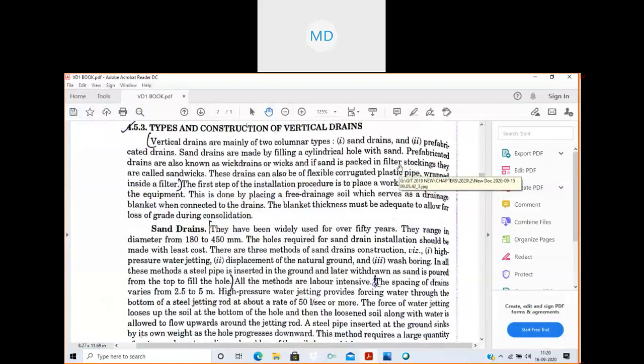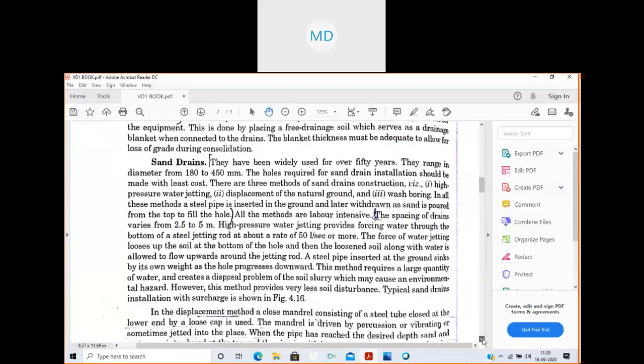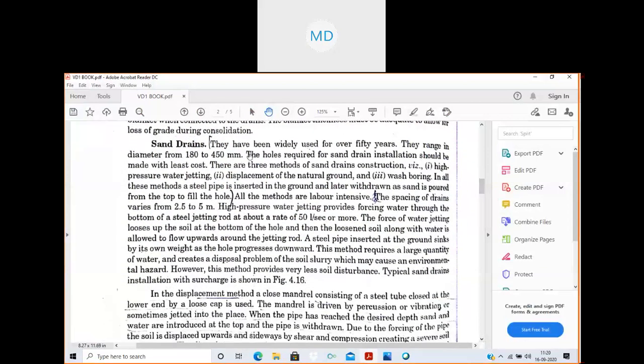So yesterday we discussed these vertical drains, and today we are going to see the types and construction of vertical drains. A little bit we have discussed about sand drains. This part I guess was completed in yesterday's class. There are three methods of construction of sand drain: high pressure water jetting, displacement of natural ground, and wash boring.